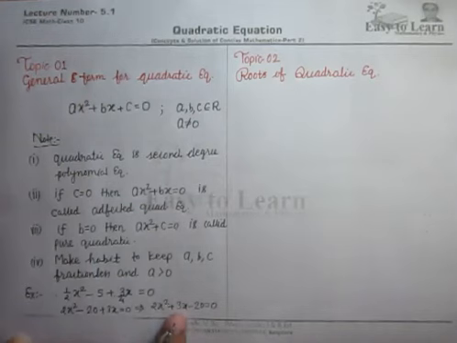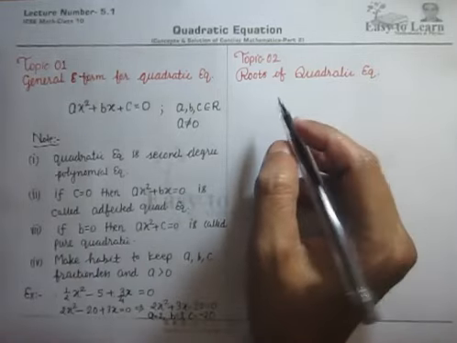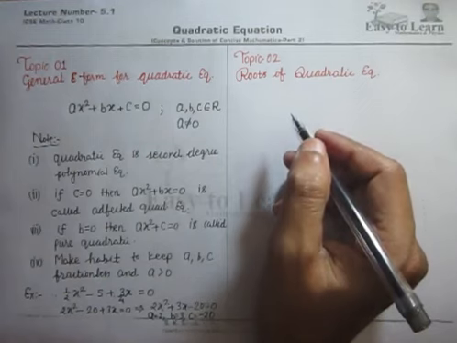Now comparing this equation with this form, you will get a equal to 2, b equal to 3, and c equal to minus 20. So this is a quadratic equation. Now topic 2, root of quadratic equation.